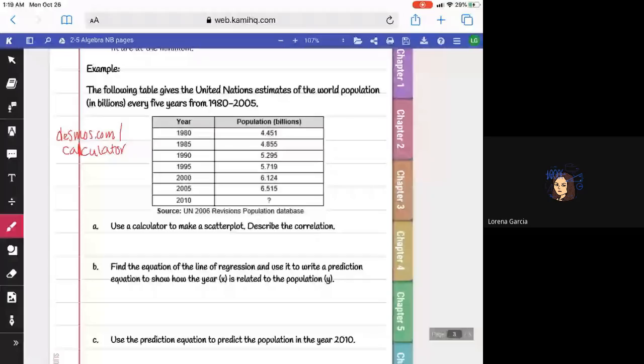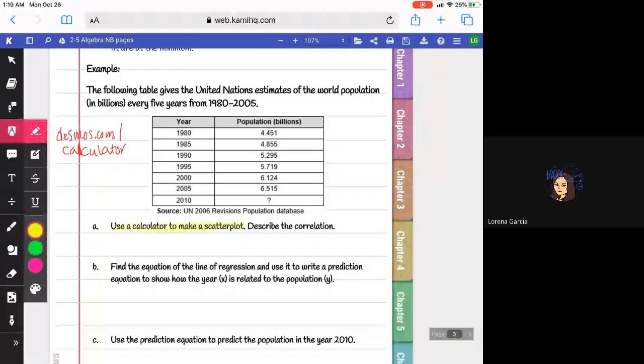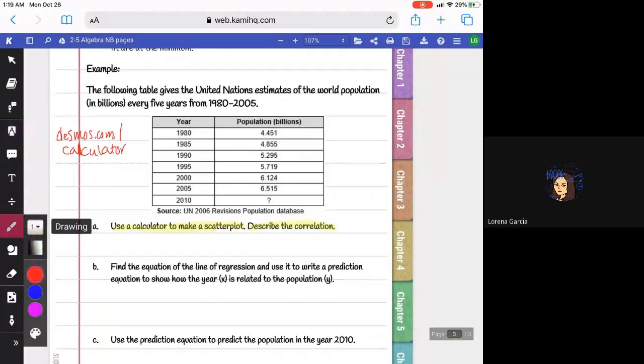On our assignment, it did ask to describe the correlation. We already used the calculator to make the scatter plot. Now we're describing that correlation. We said it was a strong positive correlation.